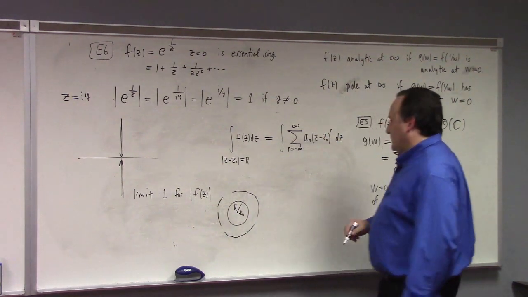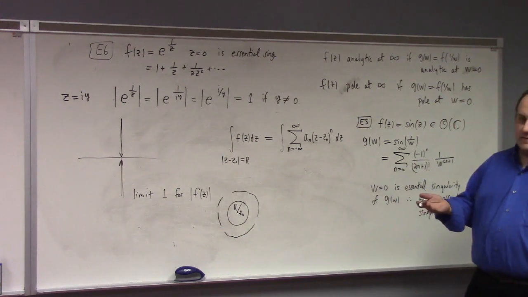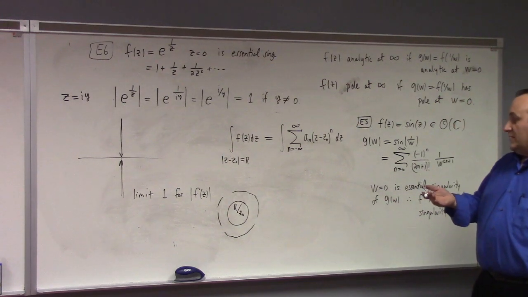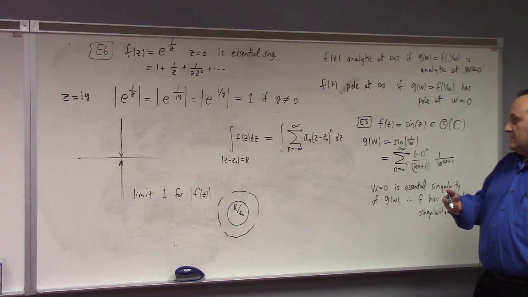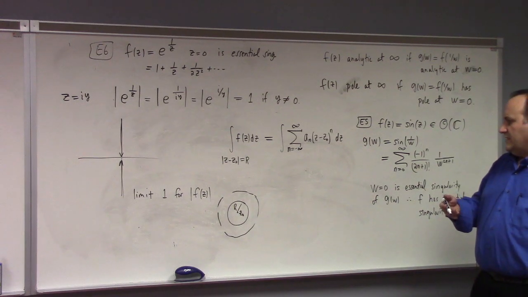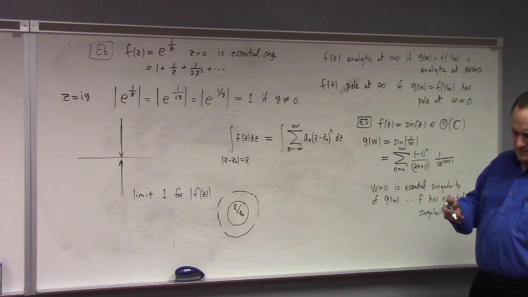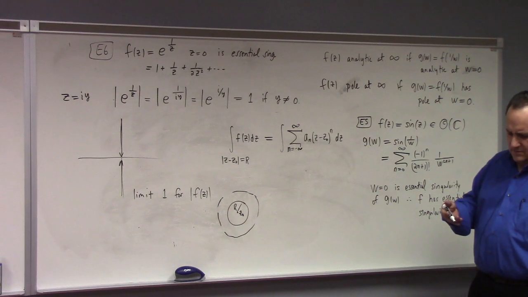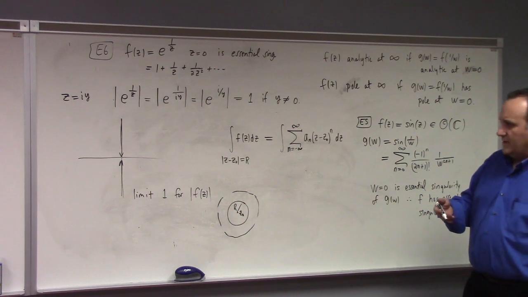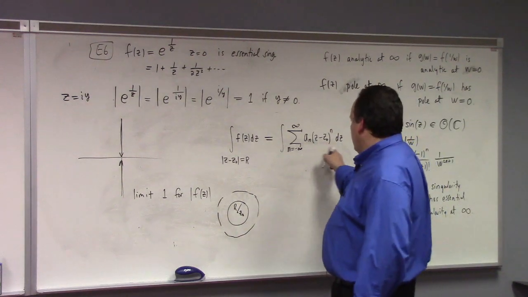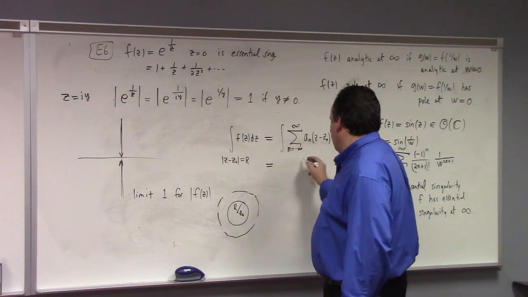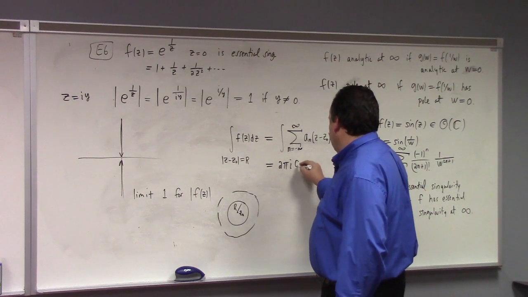But anyway, it doesn't actually matter. I think it's still true for an essential singularity, actually, now that I think about it. Huh. I better get the notes back out. But this, of course, works out to what? This is just 2 pi i a sub minus 1.